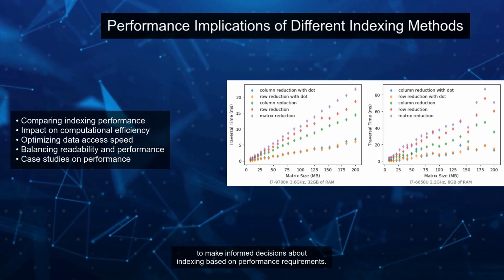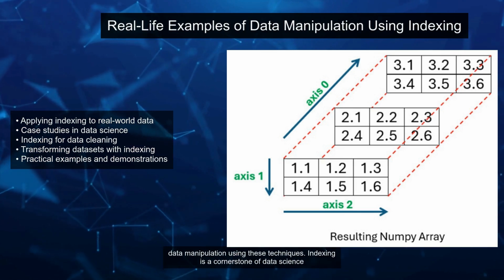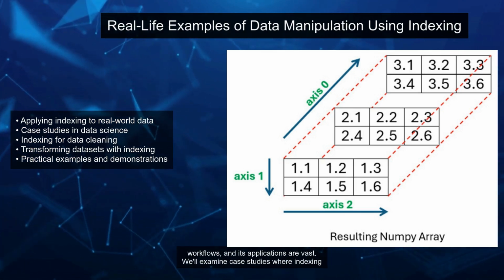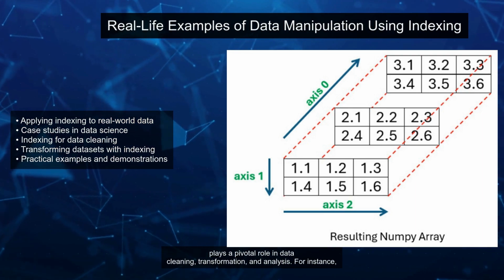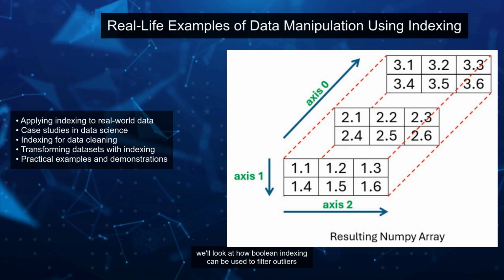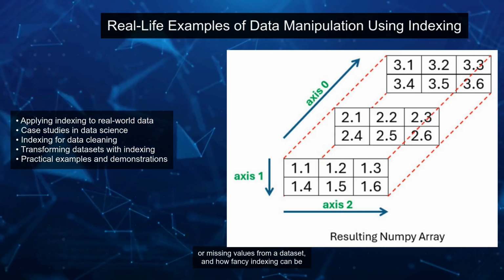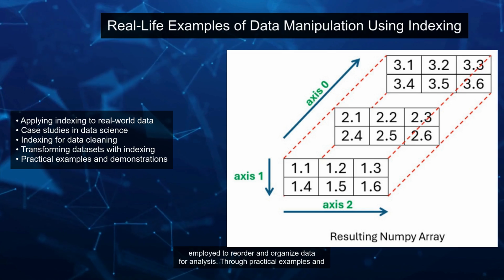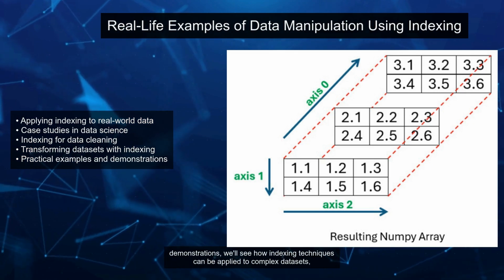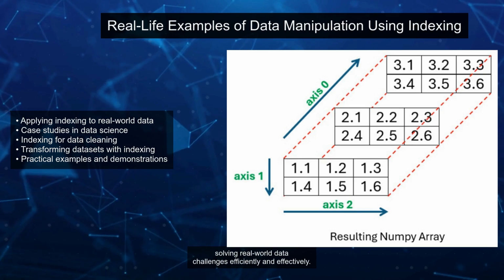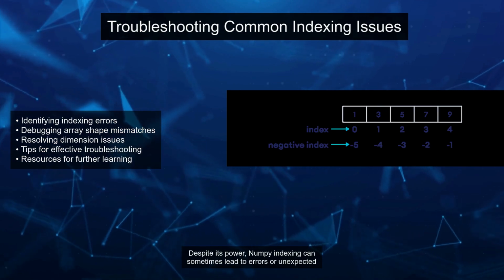To solidify our understanding of Numpy indexing, let's explore real-life examples of data manipulation using these techniques. Indexing is a cornerstone of data science workflows, and its applications are vast. We'll examine case studies where indexing plays a pivotal role in data cleaning, transformation, and analysis. For instance, we'll look at how boolean indexing can be used to filter outliers or missing values from a dataset, and how fancy indexing can be employed to reorder and organize data for analysis. Through practical examples and demonstrations, we'll see how indexing techniques can be applied to complex datasets, solving real-world data challenges efficiently and effectively.